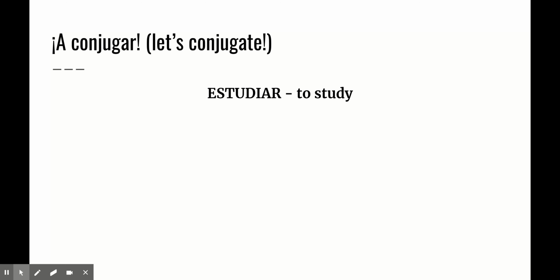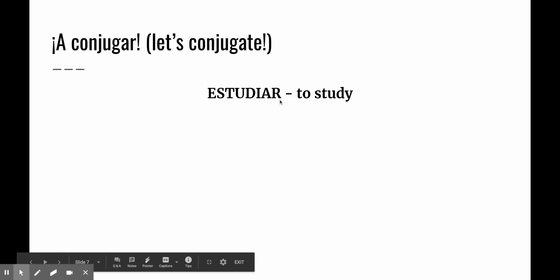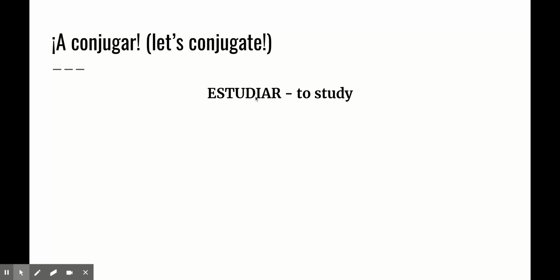Estudiar, guys, write this verb down. Estudiar means to study. How do I know it means to study? Because of that AR, right? The AR ending tells me that means to do something, in this case, to study. Estudiar, to study. Easy, right?